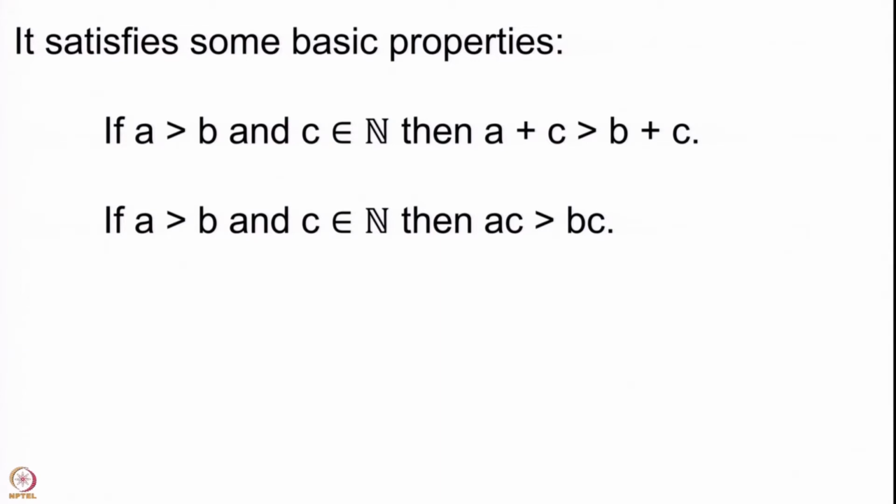Note, if you multiply by a negative number, then the inequality will change its order. If you multiply a and b by a negative number, the order will not be preserved. Here we are within natural numbers and therefore the order relation is preserved.